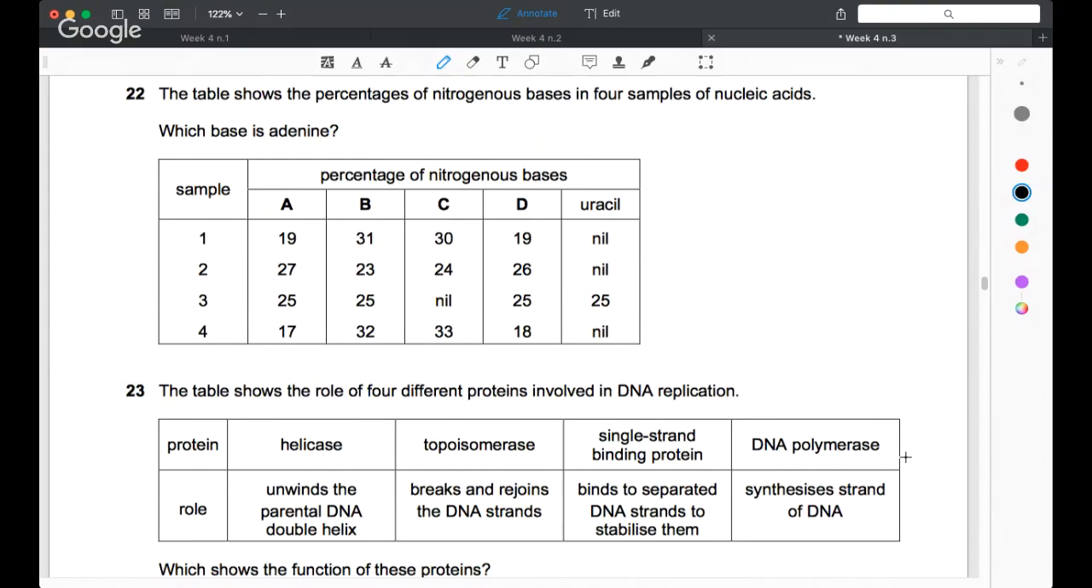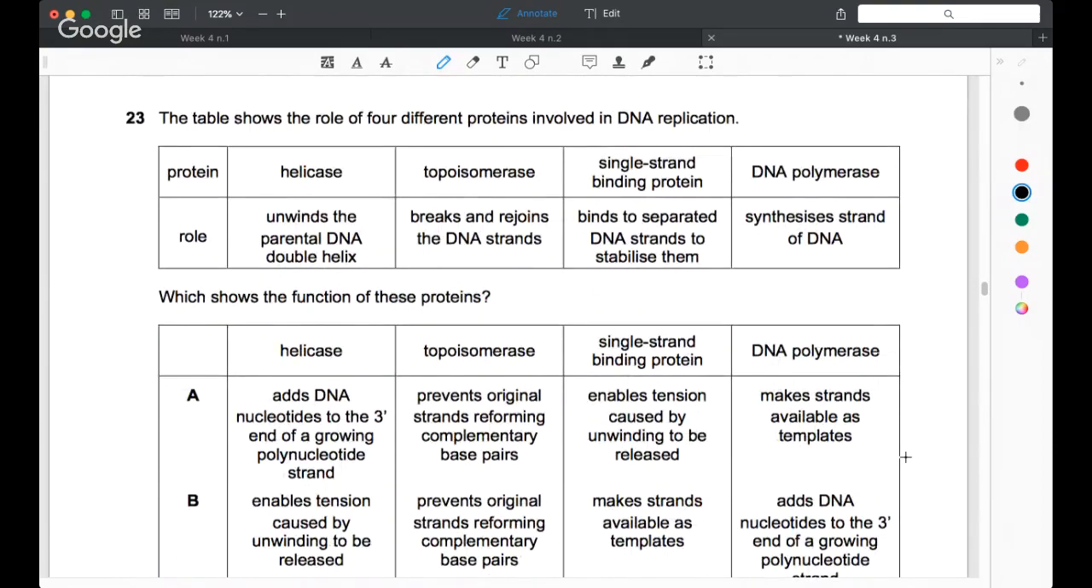Okay, is it B? Yeah, it's B. So talk me through this one. What's the key column to be looking at? Uracil and thymine. Yeah, good. If uracil is present, which base must not be present? If uracil is present, then thymine isn't present. So that makes which column thymine? C. And then it's just a case of seeing which ones are similar. Exactly. Good. Just go down.